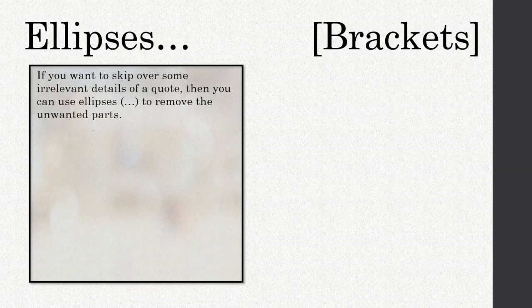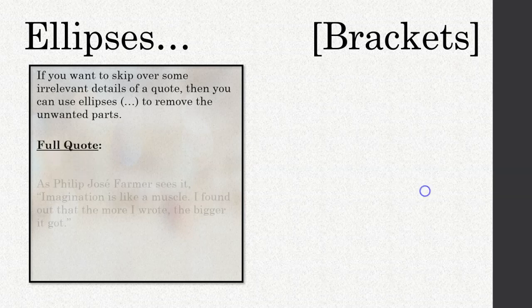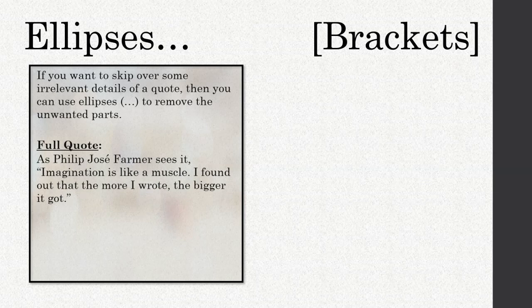Similarly, when we talk about blending the evidence into our own words, we might want to skip over or remove irrelevant and distracting details from a quote, and in that case, you use an ellipsis. Here's an example. A full quote would say, as Philip Jose Farmer sees it, imagination is like a muscle. I found out that the more I wrote, the bigger it got, which is a very awkward and uncomfortable sentence. It has the third person talking about somebody and then the first person pronoun. It has present tense verbs and past tense verbs.